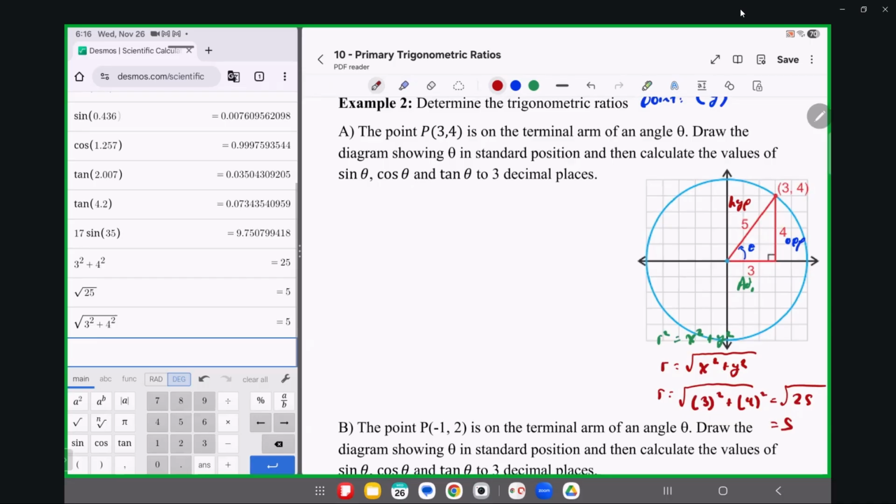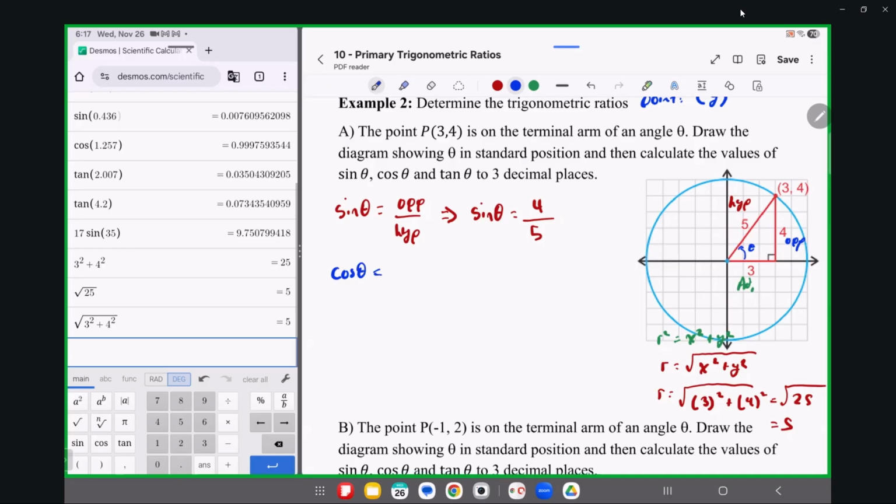So we drew the diagram, and now we want to calculate the values of sine theta, cos theta, and tan theta. So we will start off by writing sine theta is equal to the opposite over the hypotenuse. So in this case, sine theta is equal to the opposite, which is 4, over the hypotenuse, which is 5. Great. We're going to worry about 3 decimal places afterwards.